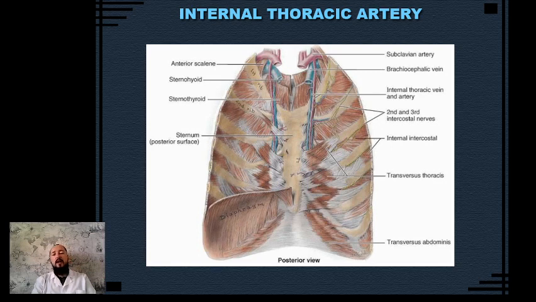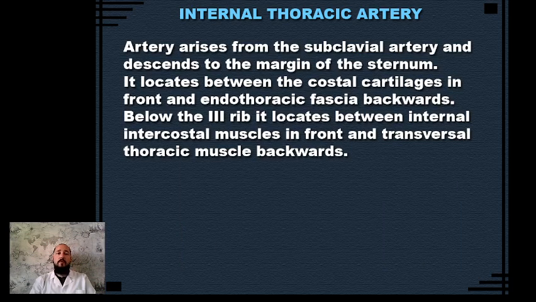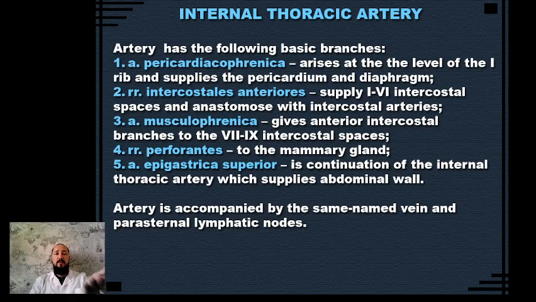Pericardiophrenic arteries give a blood supply for the pericardium, and also the superior epigastric artery supplies the abdominal wall. Here is information that I already told you, and all branches. Okay, that's listed.